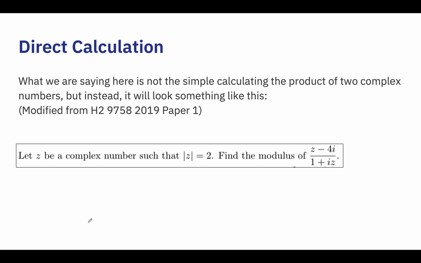it might look something like this. Okay, the question says, let z be a complex number such that the modulus of z equals 2. Find the modulus of (z minus 4i) divided by (1 plus iz). So pause this video, take a while to try this question.